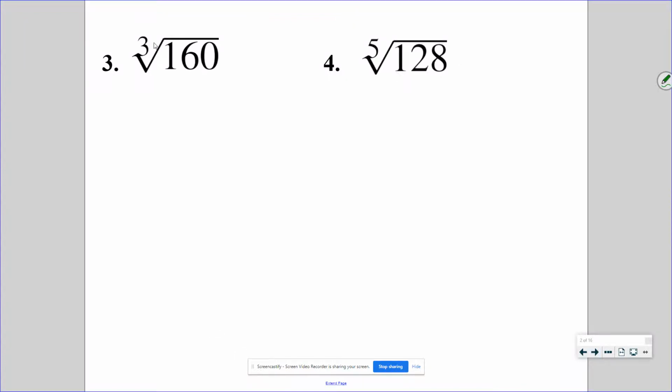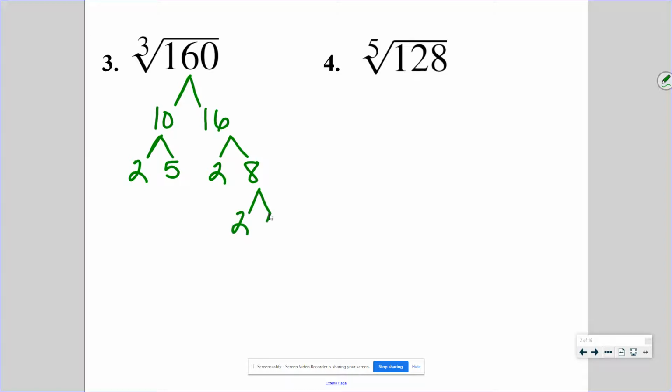Cube roots, fifth roots, if this little number up here is different or appears, that means that you're looking for a different number of matches. Let me show you what I mean. So I'm going to start with what times what equals 160, and 10 times 16 was the first thing that came to mind. Keep going and breaking this down. So 10 is 2 times 5. 16 is 2 times 8. And I'm going to keep going until I can't divide anymore. So this should do it.